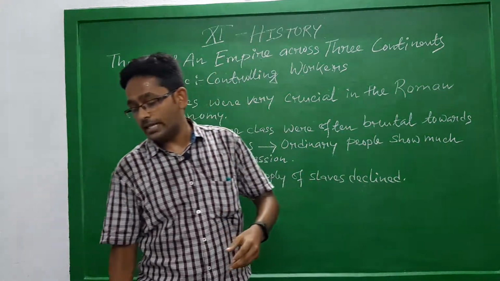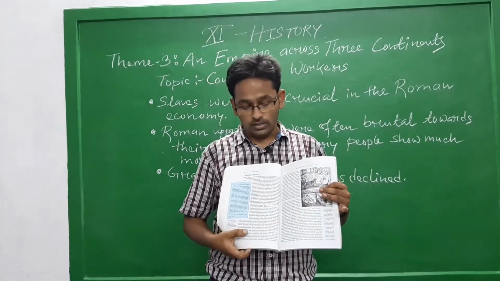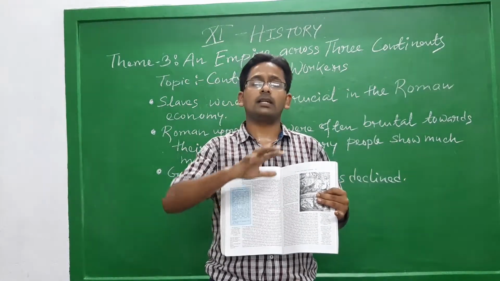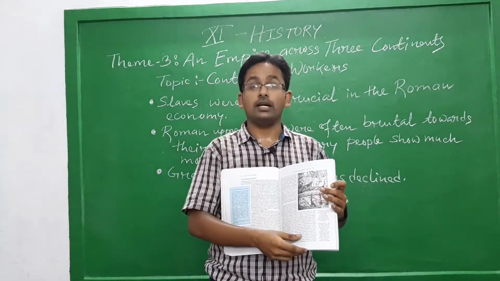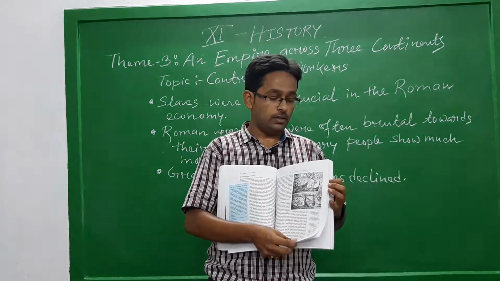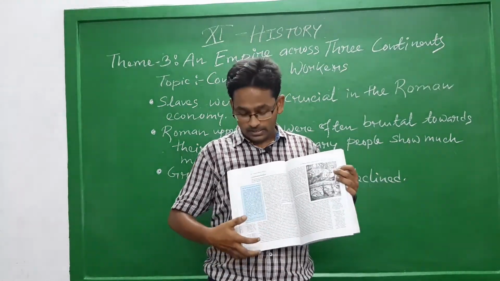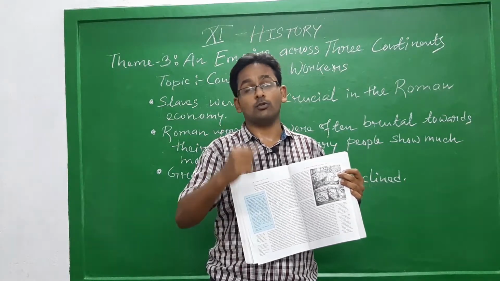In your book, page number 68, there is a topic called controlling workers. In this topic there are lots of stories about the condition of the slaves. Please go through these topics, because you will be able to understand the condition of the slaves in the Roman Empire. Please read this passage for your source based question.